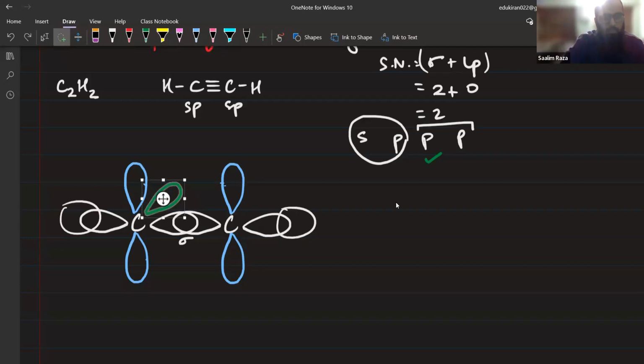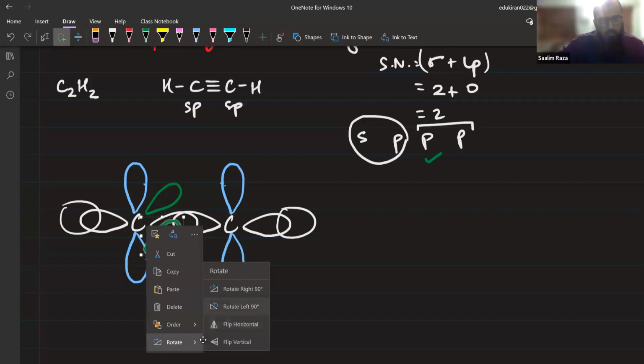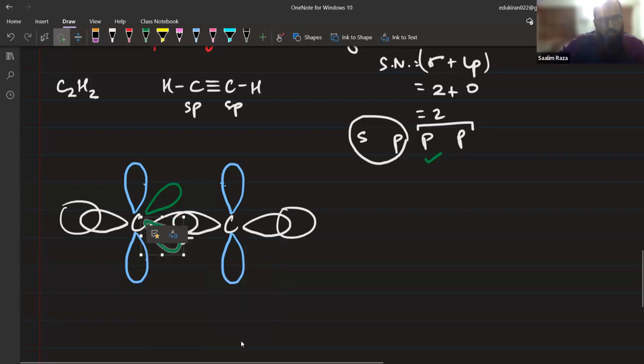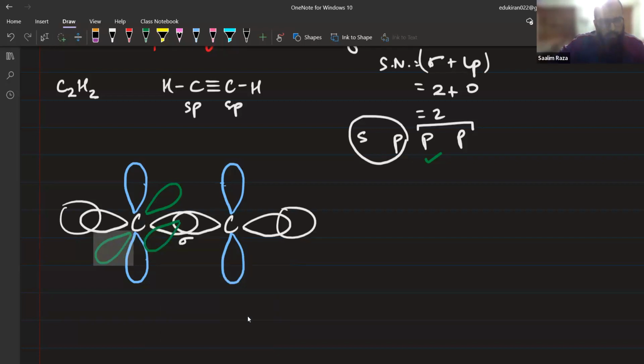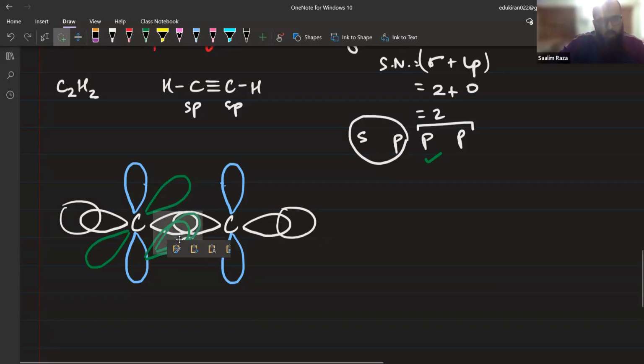Rotate what? Flip first of all vertically, and then flip horizontally. Yeah. Okay, so we have this other p orbital. Let's make it a bit bigger, and it's also a bit bigger. Similarly, we are going to have the p orbital for this carbon also.